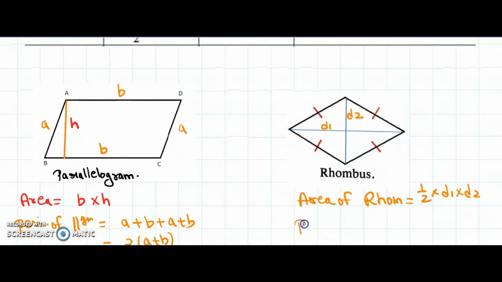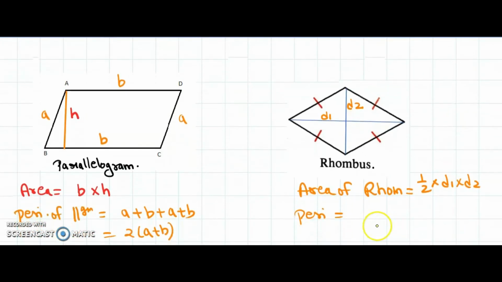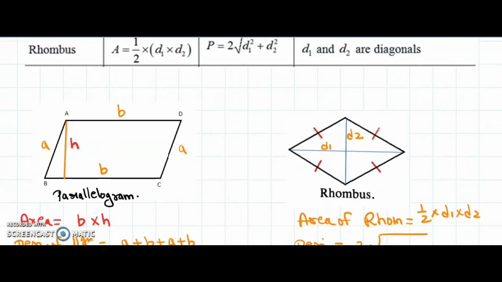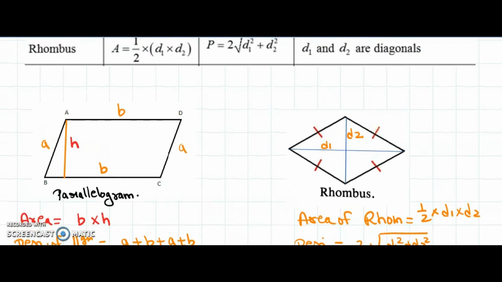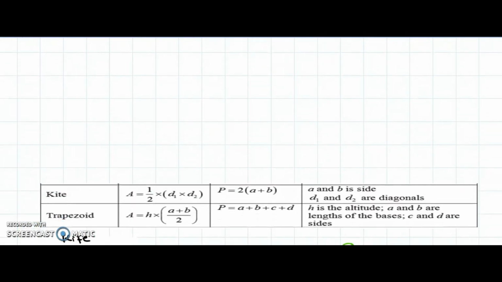And talking about the perimeter, the formula for the perimeter will be 2 times the square root of D1 square plus D2 square. Remember, this is a square root. You have to remember and learn it also. D1 and D2 are called the diagonals of these two figures.